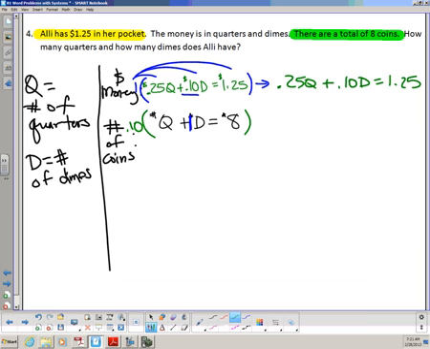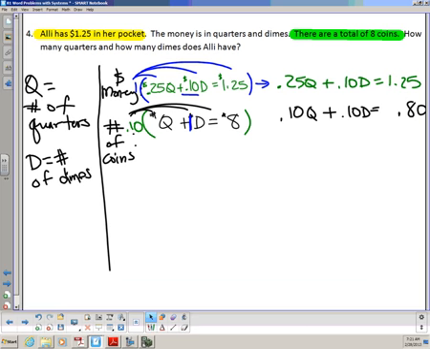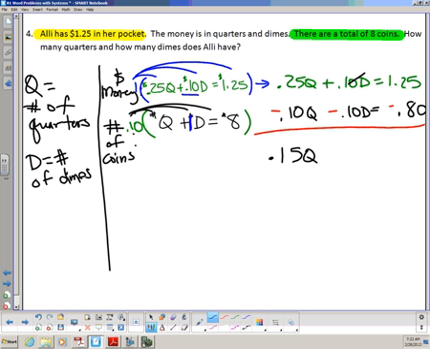Now on the bottom equation, we're going to multiply through, and we're going to get 0.10Q plus 0.10D is 0.10 times 8 is 0.8. Now, we've created 0.10D and 0.10D. They're not opposites yet. So I'll take one of the equations, and this time I'll do the bottom again, and I'll change all the signs. So positive 0.10 becomes negative, positive 0.10 becomes negative, positive 0.80 becomes negative. And now we can add down. So 0.25 minus 0.10 is 0.15Q. The 0.10Ds cancel, and I get 1.25 minus 0.80, which is going to be 0.45.